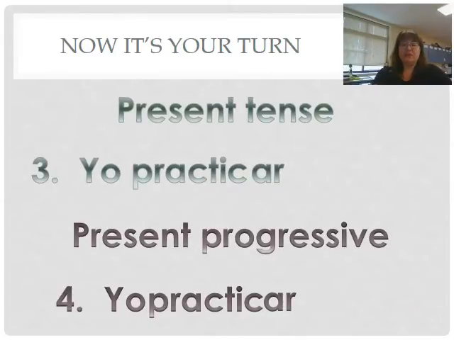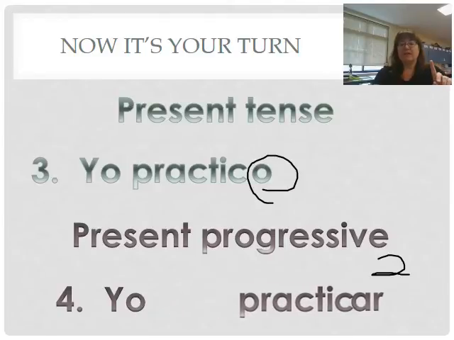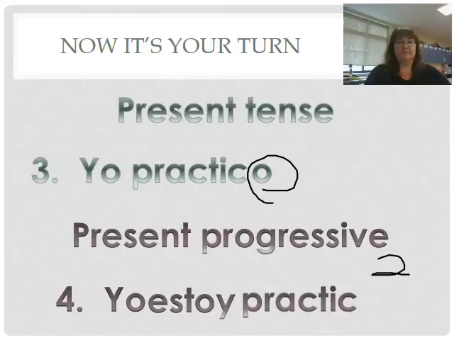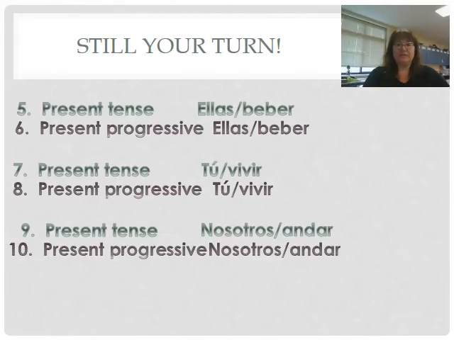Same thing here, yo, right? Remember, you need to drop your ending. So, yo practico. And then present progressive, what are our two steps? Two. Yo estoy practicando. There we go. At any time, pause if you need to.